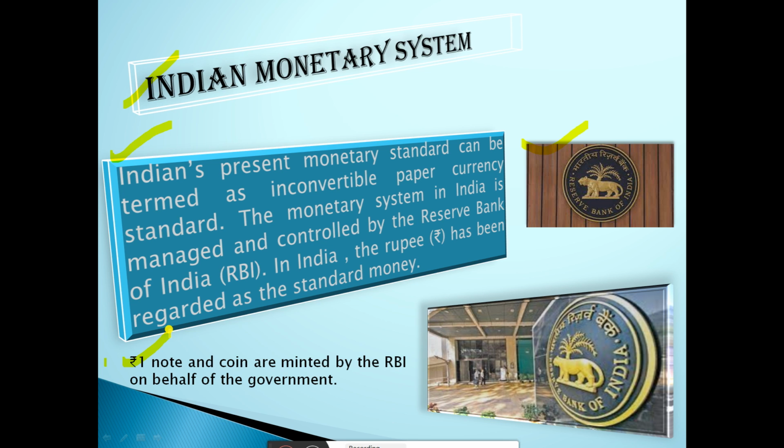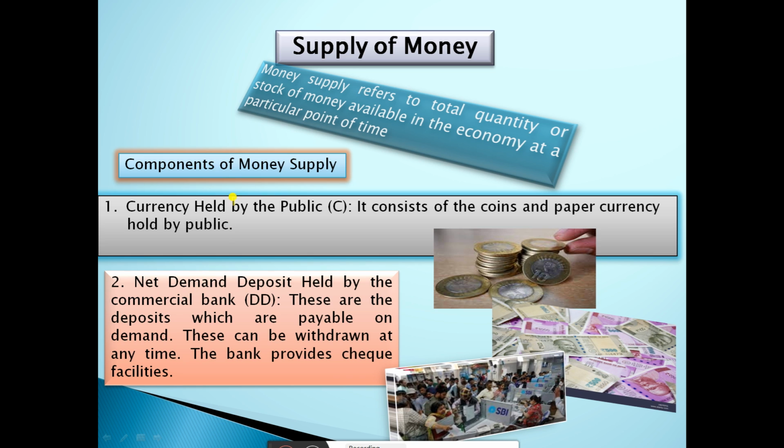After that, next, the most important thing is the supply of money. Supply of money refers to the total quantity or stock of money available in the economy at a particular point of time. Suppose in a year, what is the money available in the economy? That is money supply. And if we see the components of money supply, there are two components.